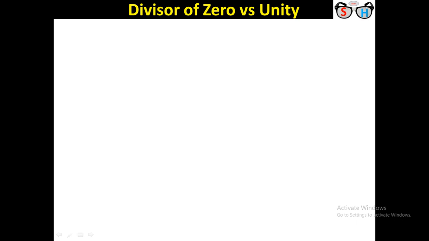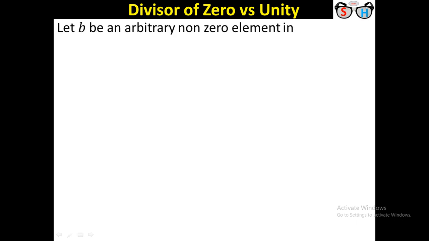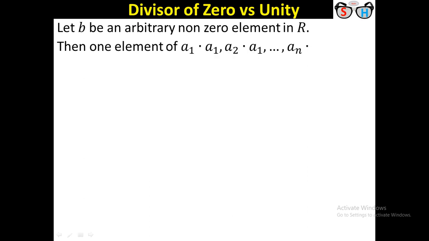For unity, we take b as an arbitrary non-zero element in R. However, if b is 0, what happens we discuss later. Here I take b as an arbitrary non-zero element in the ring. Then one element of a1·a1, a2·a1, ..., an·a1 — here we take all the non-zero elements in the first process. When I take the post multiplication by a1, these are n non-zero elements. Therefore one of the elements must be equal to b.